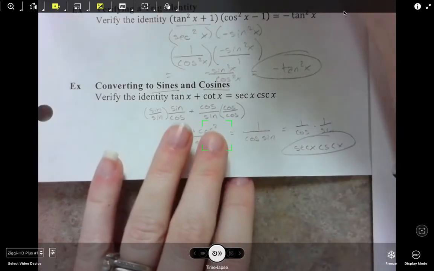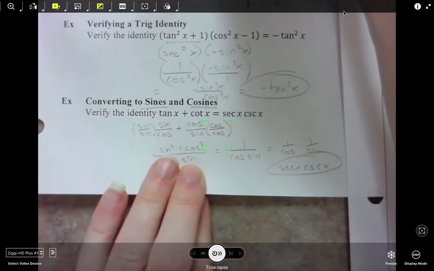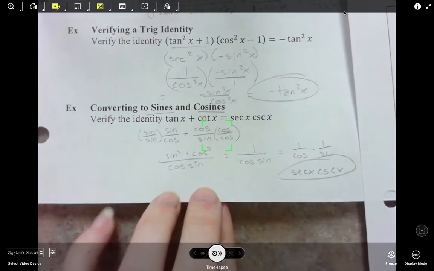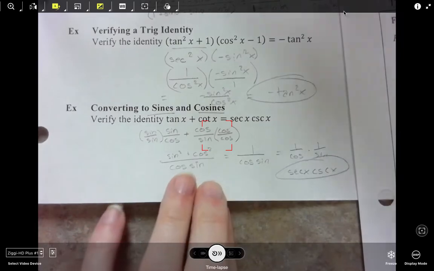Okay. If I went too fast through any of that, again, either get with somebody else in class and have them help you understand it, or rewind and watch this again.